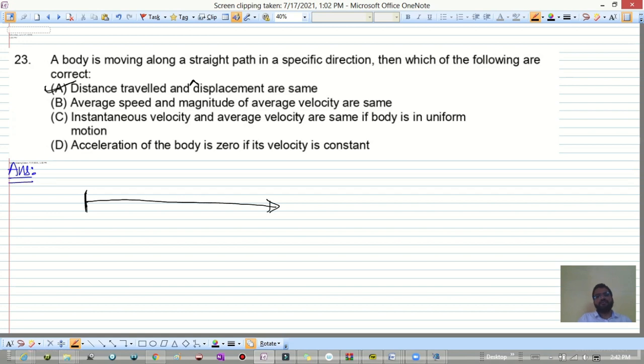Average speed and the magnitude of average velocity are the same. So if distance and displacement are the same, we can say that instantaneous velocity and average velocity are the same if the body is in uniform motion, correct. Acceleration of a body is 0 if its velocity is constant. This is also correct. So here A, B, C, D are the correct options.